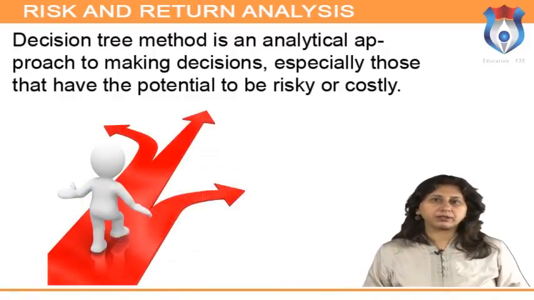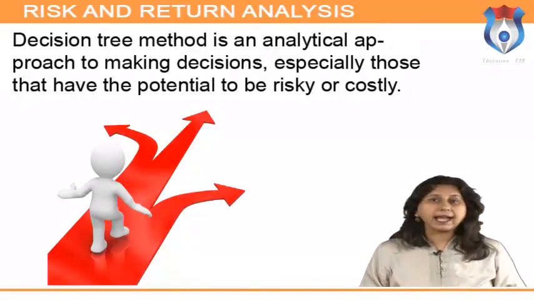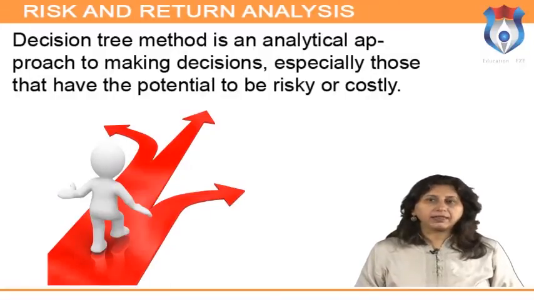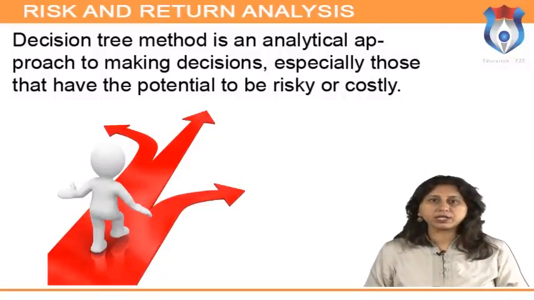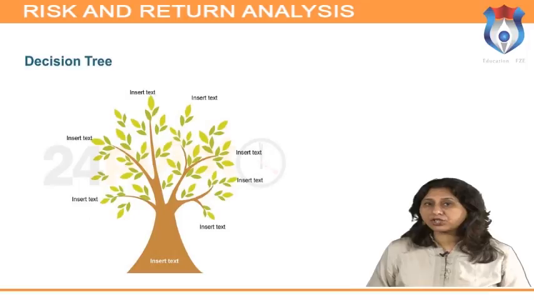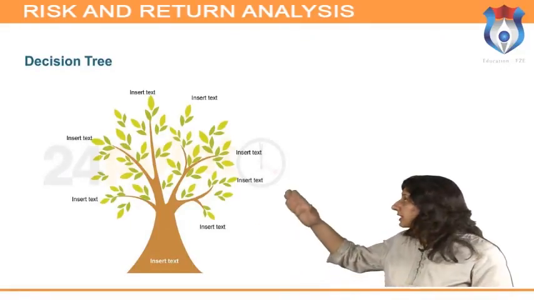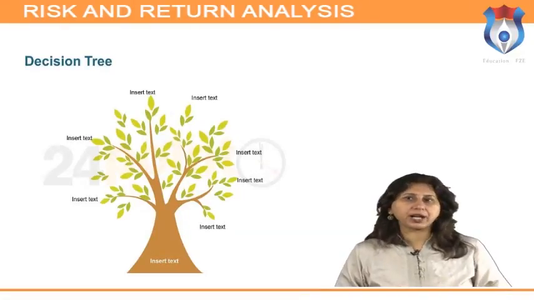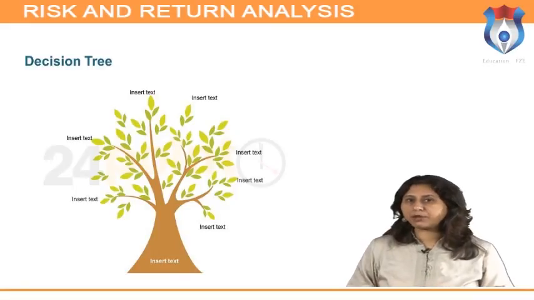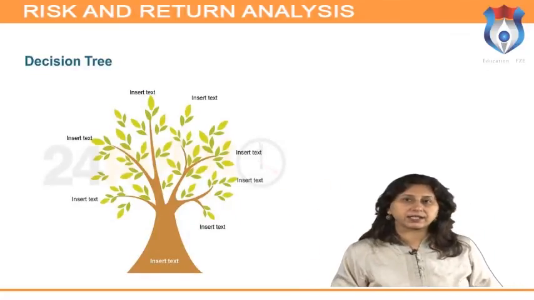Decision tree method. Decision tree method is an analytical approach to making decisions, especially those that have the potential to be risky or costly. The method uses a graphic known as a decision tree that presents a set of competing alternatives as separate branches. Features: the decision tree diagram consists of nodes and connecting branches. The nodes, displayed as small squares or circles, represent decision points such as whether to invest in new technology or whether to construct a new production facility. The connecting branches represent each possible choice or outcome related to the node to which it is connected.